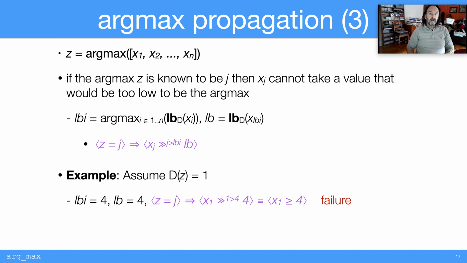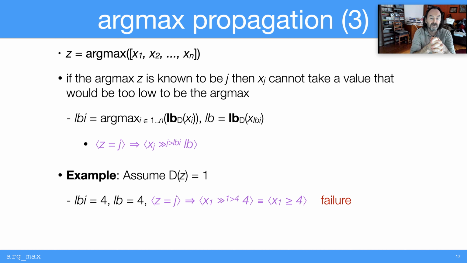Let's look at the third rule. So this is the least applicable rule. Basically, if we know the argmax position, or Z is known to be J, then that position can't take a value which is too low. So if we look at the lower bound across all of the x variables, then we know that this position, which has got to be the max, has to be at least as big as that. And so that's, if Z equals J, then we can make this assumption.